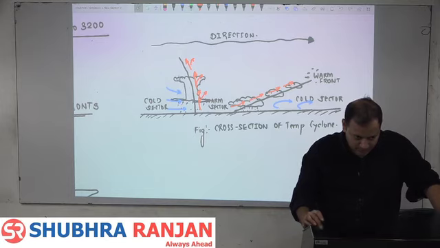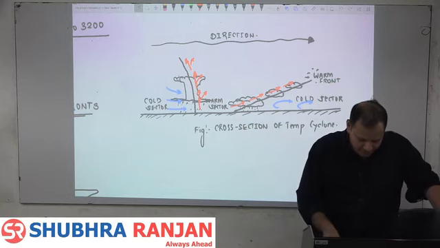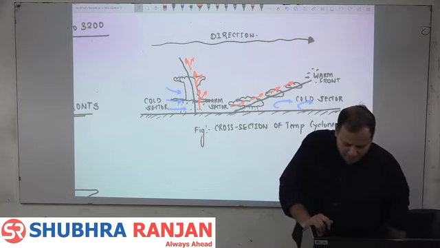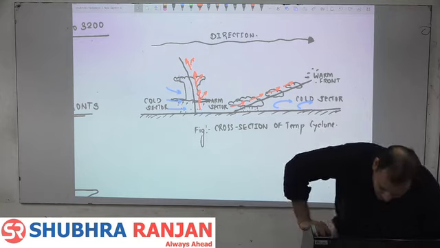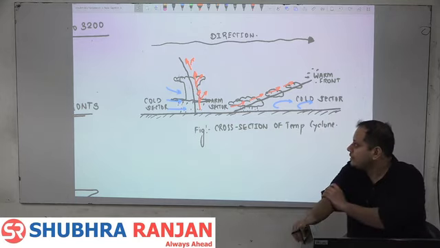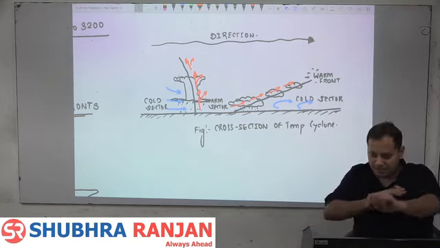Cyclone tracks. Cycle track, like cyclone's tracks. Underline the word cyclone tracks. Underline it in the exam also. There are favorable areas, there are favorable breeding areas of temperate cyclone.